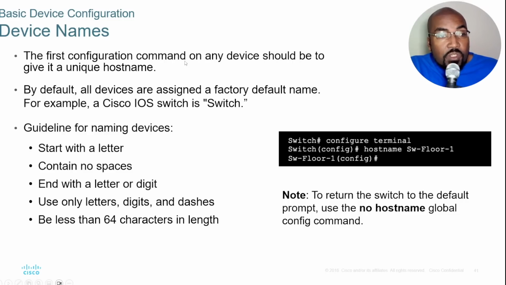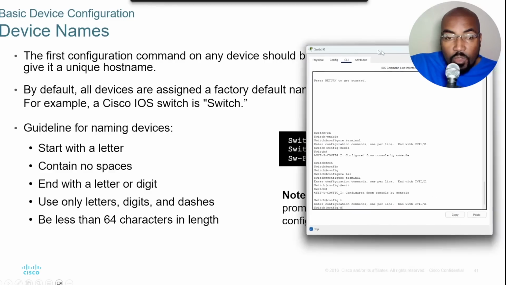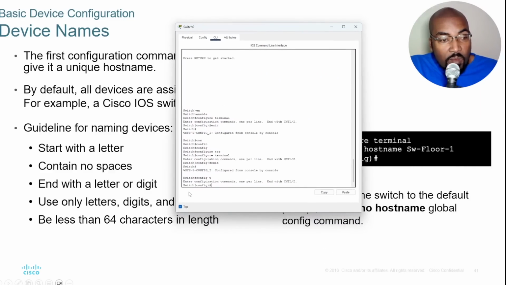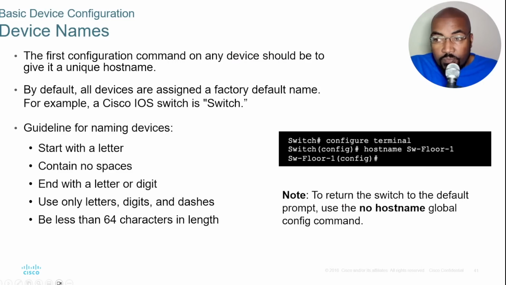So the first configuration command of any device should be giving it a unique host name. We want to change the host name. By default, all devices are assigned a factory default name. For example, a Cisco IOS switch is named Switch. As you can see here, let me pull my Cisco back up here. My switch is Switch. I have not configured it with any host name just yet. I'm going to show you that here in a minute.